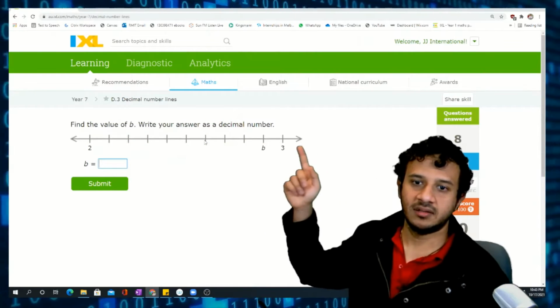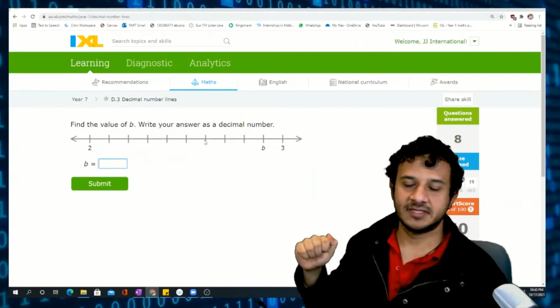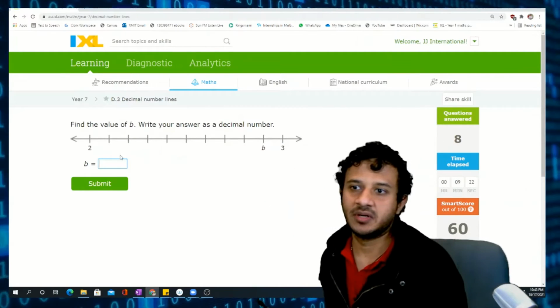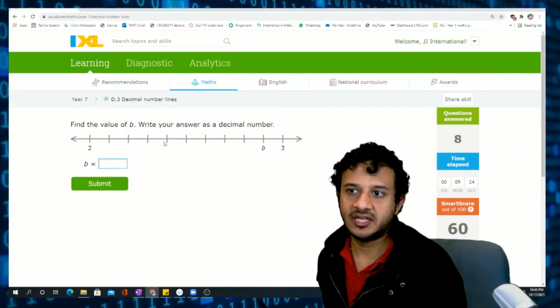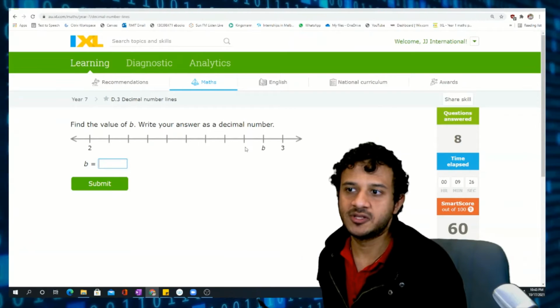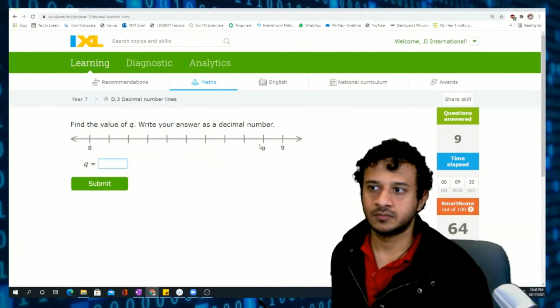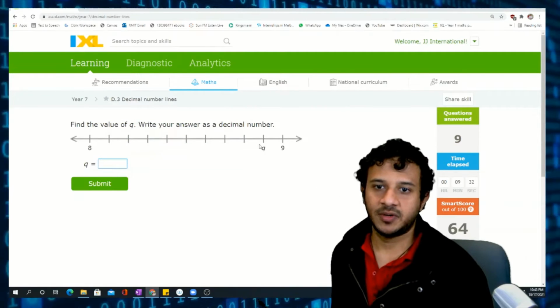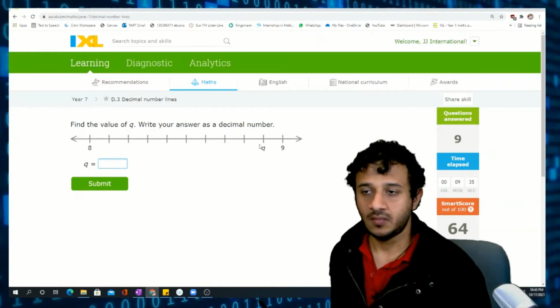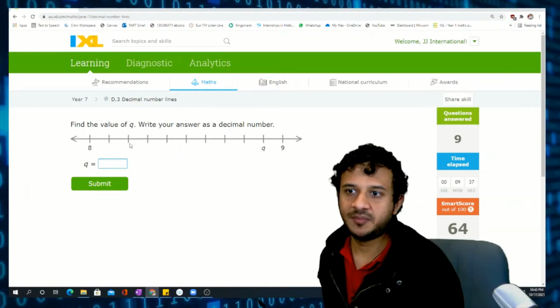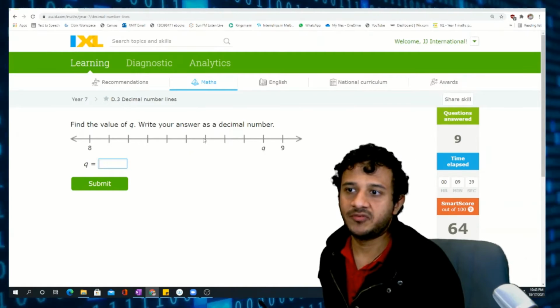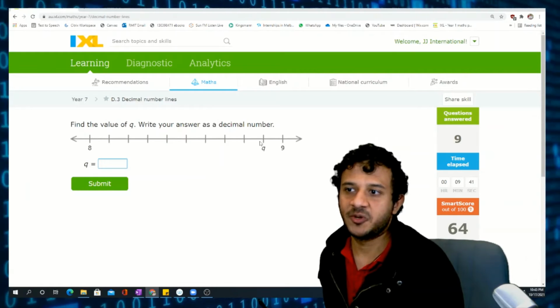2 to 3, 10 gaps. Difference is 1. 1 divided by 10 is 0.1. 2.1, 2.2, 2.3, 2.4, 2.5, 2.6, 2.7, 2.8, 2.9. Same thing, 0.1, 10 gaps. 10 gaps means 0.1. 8.1, 8.2, 8.3, 8.4, 8.5, 8.6, 8.7, 8.8, 8.9.